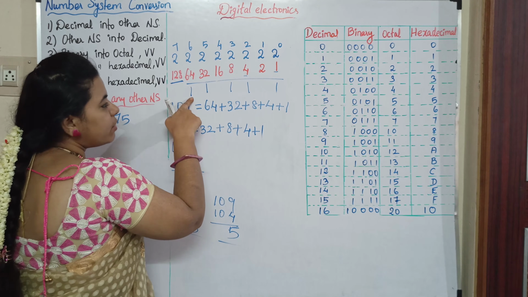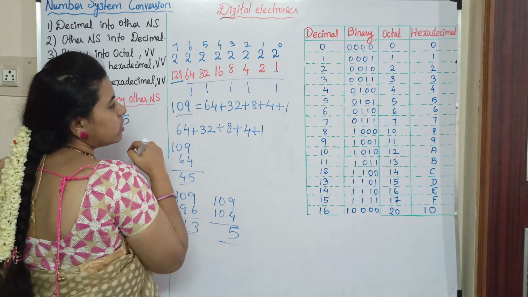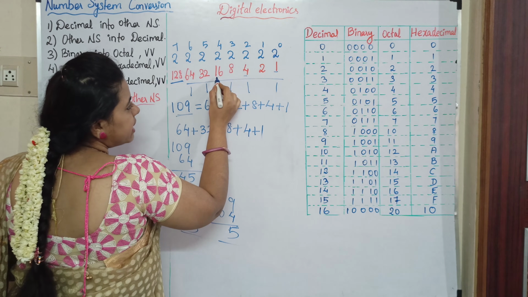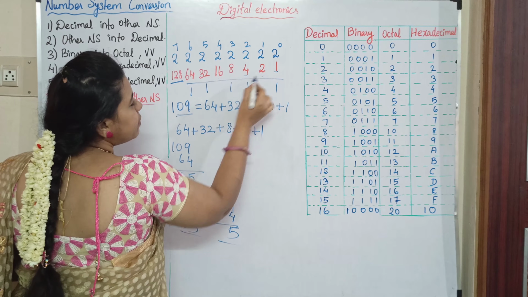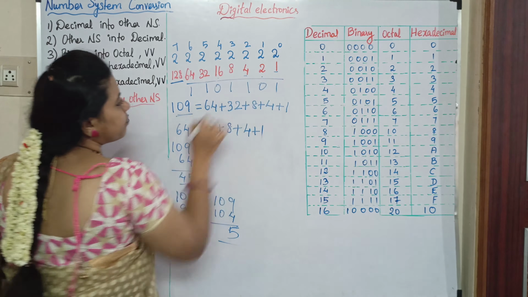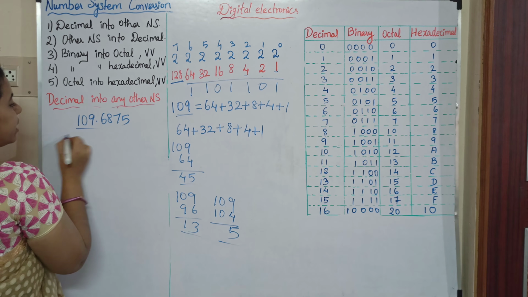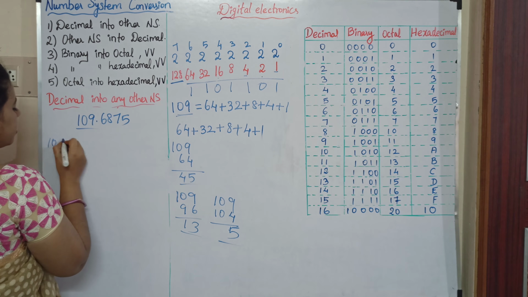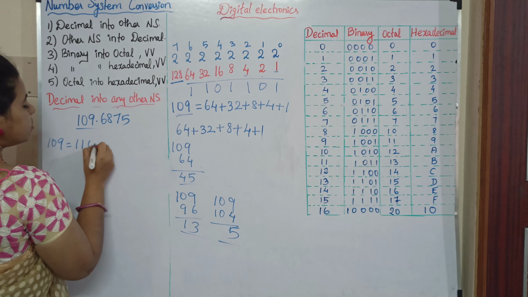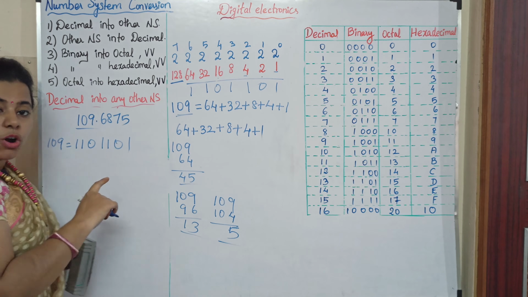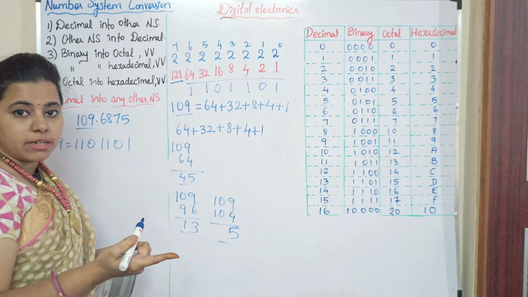So for those you have to write 1 below them. And for the values you have not taken, that is 16 and 2, you have to write 0. So this is the binary equivalent for 109. So what is that? 1101101. The same value you got with the division table method.